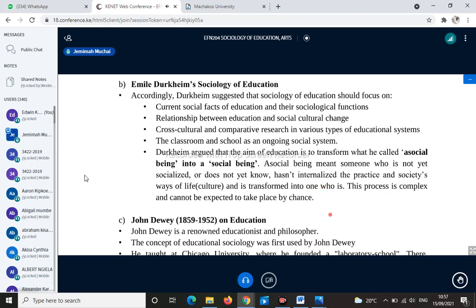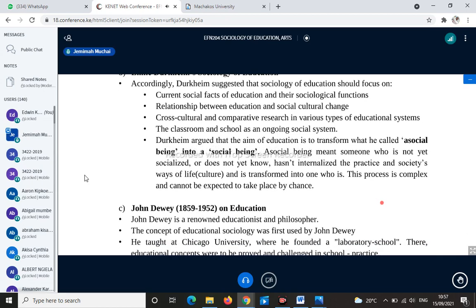This process is complex and cannot be expected to take place by chance. So as you are in school, you are continually being socialized. You are continually being transformed.